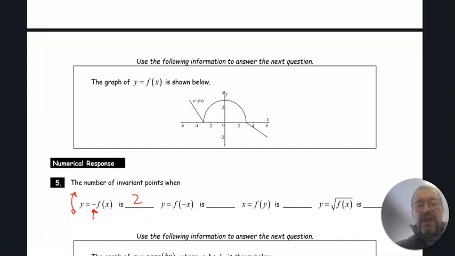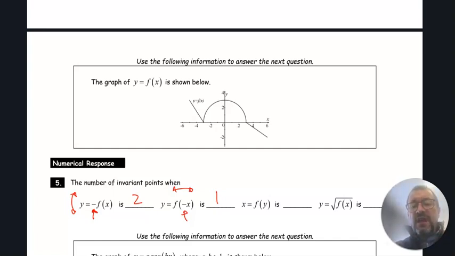The next one, the negative is on the inside. That means this is affecting the graph horizontally. So this is going to be reflection over the y-axis, in which case all the y-intercepts will be invariant. And in this case, there's only the one, which makes sense because we're talking typically about functions here. So it makes sense that there would only be one y-intercept.